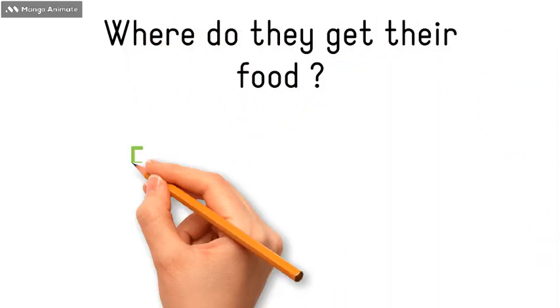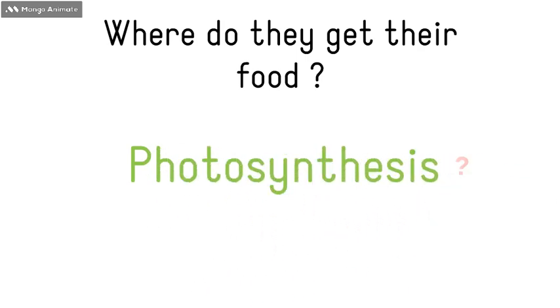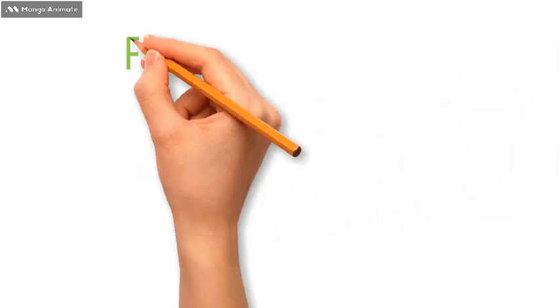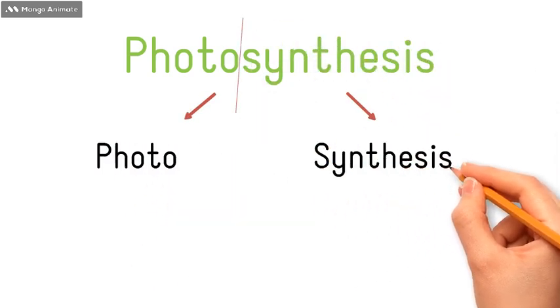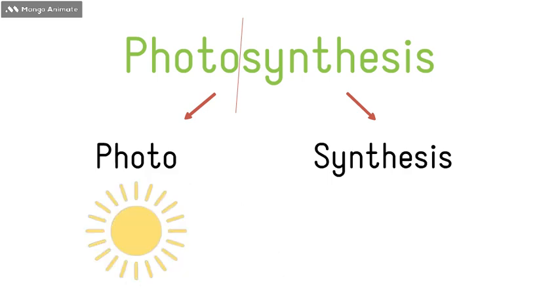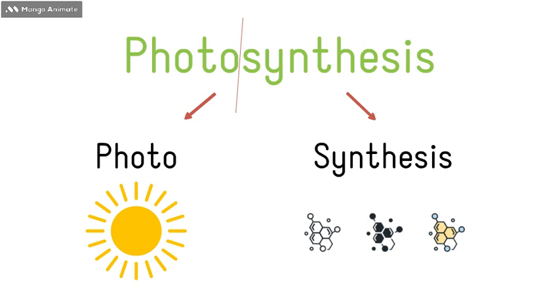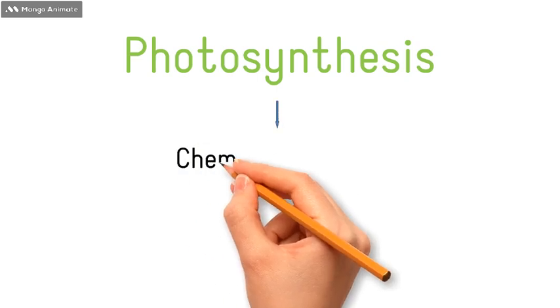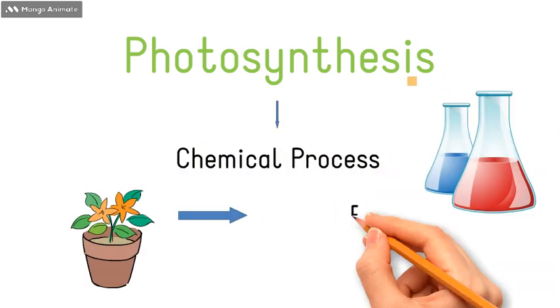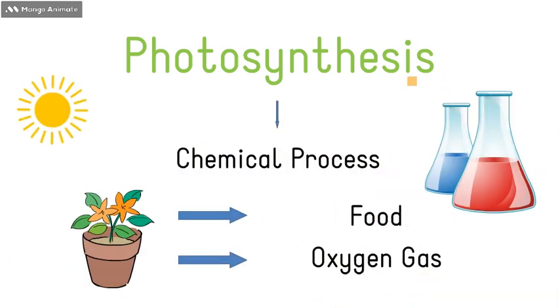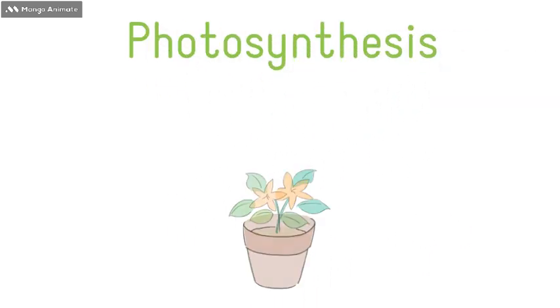The answer is photosynthesis. What is photosynthesis? From the word itself, you can cut it by half. Photo and synthesis. Photo here refers to sunlight, and synthesis refers to production of chemical compounds by reaction from simpler materials. To be simple, photosynthesis is a chemical process where green plants produce food and oxygen gas by absorbing light energy from sunlight.